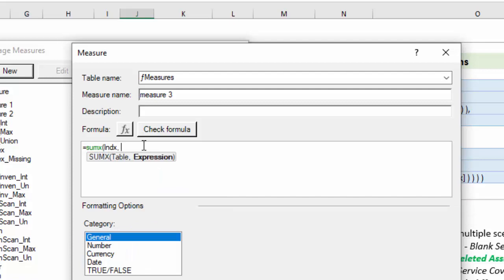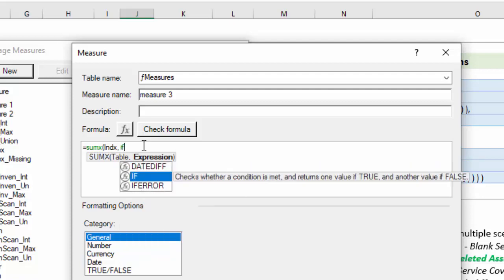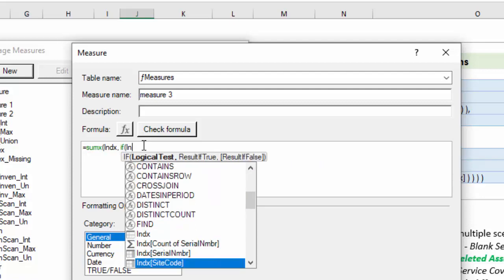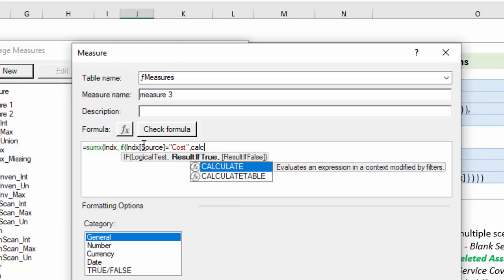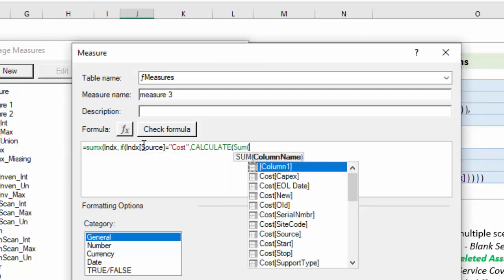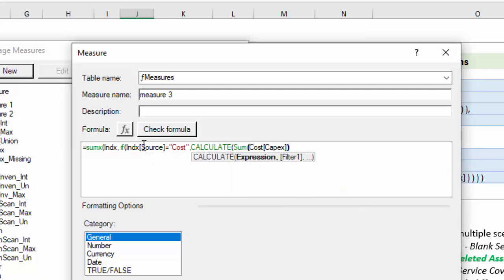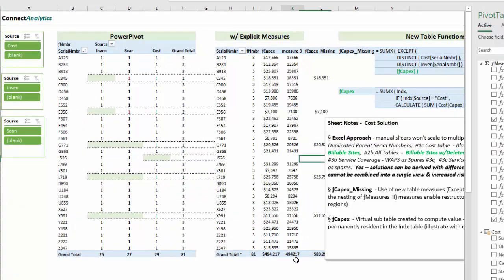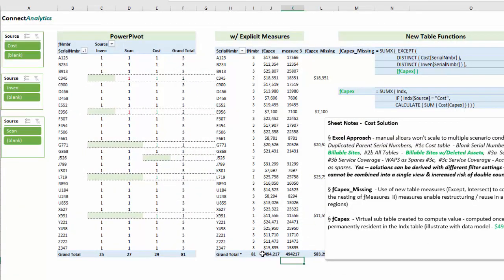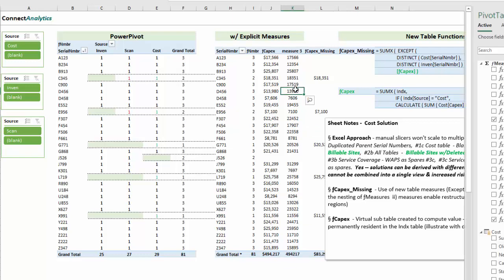We simply replicate the expression that we developed for the calculated column, right? So we're saying if the INDX source is equal to cost, that's the test. Then what do we want to do? We want to calculate the sum of our CapEx. Okay, we don't need a filter on that. Calculate, close out the IF, close out the SUMX, and let's check that. And so that formula should work. Let's measure 3. We can see our measure on the fly basically replicated what we had before, which is good. So let's get rid of it.